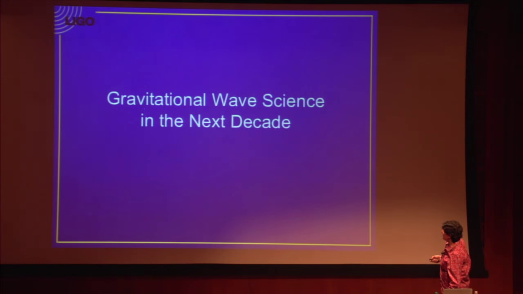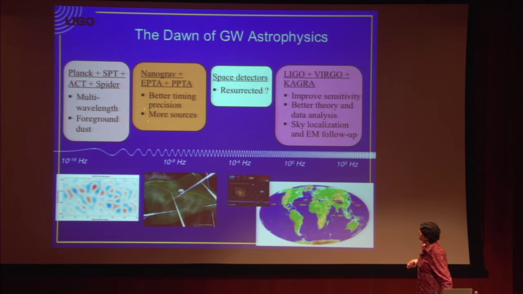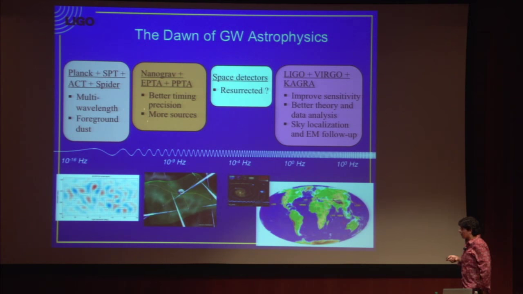All right, so let me just close by saying I think that this is the dawn of gravitational wave astrophysics. We have any number of experiments in CMB polarization coming, which we are all hoping will really see the primordial gravitational wave background. Pulsar timing arrays are getting to better timing precision and more sources, so they too are going to give us valuable new information in the nanohertz region. Unclear when and if the space detectors will be resurrected, but I certainly am hopeful.